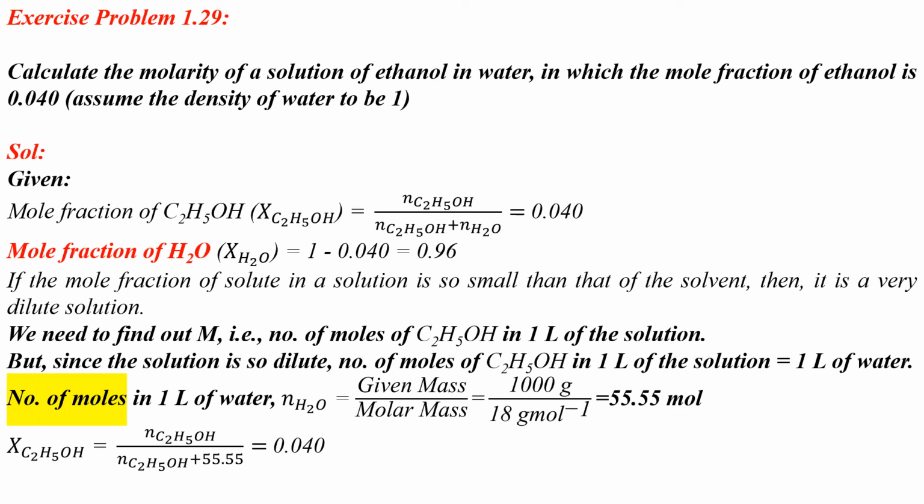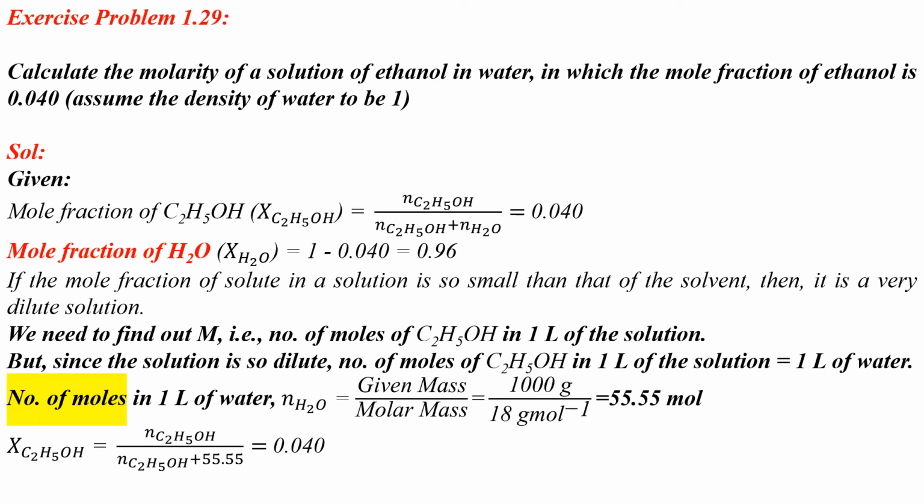Now we find that the mole fraction of ethanol is 0.040 and the mole fraction of water is greater. How much is it? 0.96. This means if the mole fraction of a solute in a solution is so small compared to the mole fraction of solvent, then it is a very dilute solution. Hence, we need to find out molarity, that is number of moles of ethanol in 1 liter of solution. But since the solution is so dilute, number of moles of ethanol in 1 liter of the solution is equal to number of moles of water in 1 liter of water.